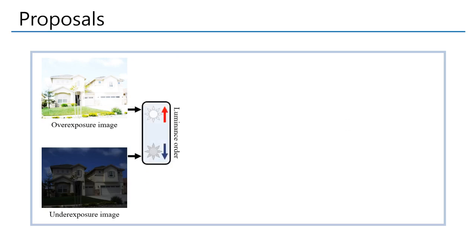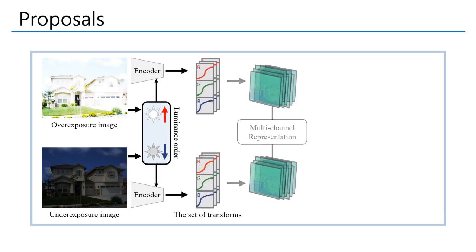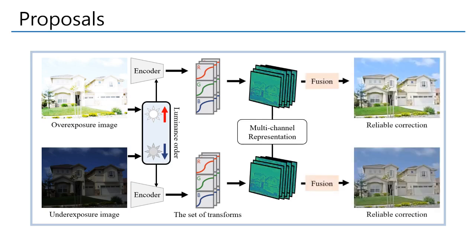First, the luminance-compare module compares the luminance-order relationship between the two images. Then, the overall image features are extracted through a backbone network and a set of transforms are derived through an attention operation between luminance features. A set of transform functions are used to generate a multi-channel representation, which directly applies a color transformation to the input image to create a multi-channel image. Finally, the multi-channel representation is passed through the fusion and post-processing modules to obtain a reliable corrected image.